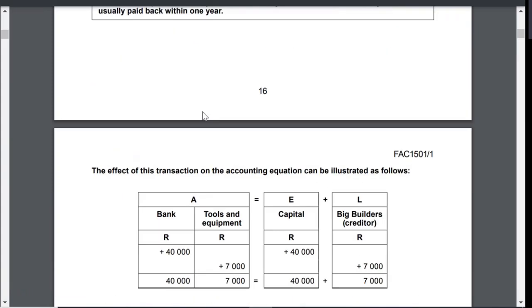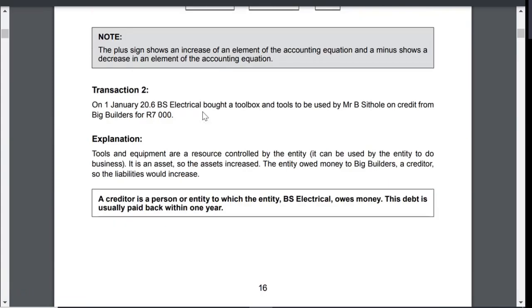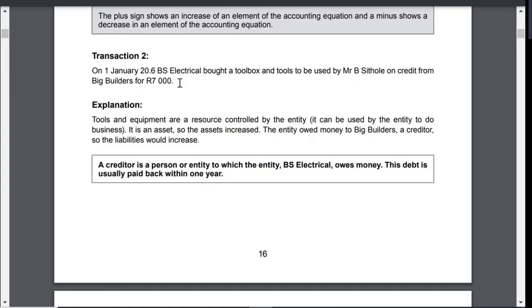So let's look at transaction number 2. Transaction number 2 is on the 1st of January, BS Electrical bought toolbox and tools to be used by BS Electrical on credit from Big Builders for 7,000. So looking at this, what is the transaction telling you?